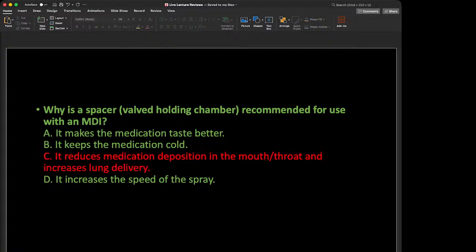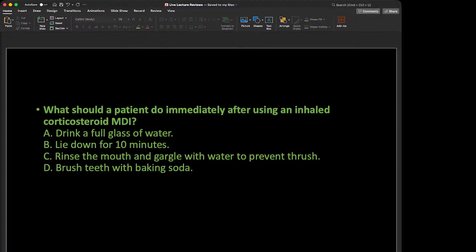And you can see here, C is the answer. What should a patient do immediately after using an inhaled corticosteroid MDI? So you can look at that.